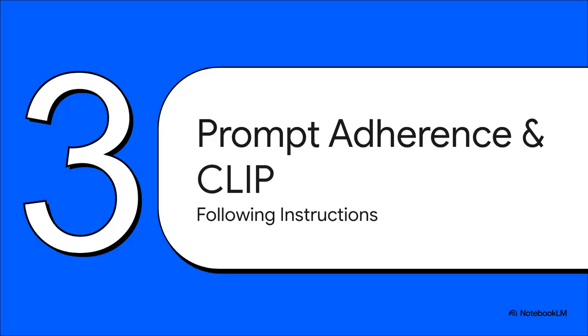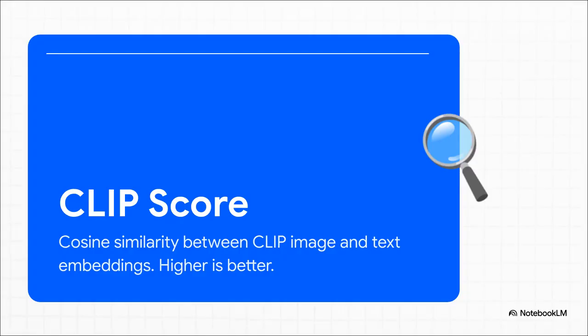Crazy, right? Which brings us to Section 3, prompt adherence and CLIP, following instructions. Okay, so to measure if the AI actually listened to your instructions, the industry relies heavily on the CLIP score. This score mathematically binds the generated image and your text prompt together. Now, unlike FID, with the CLIP score, higher is better. A higher score means the AI nailed your instructions.